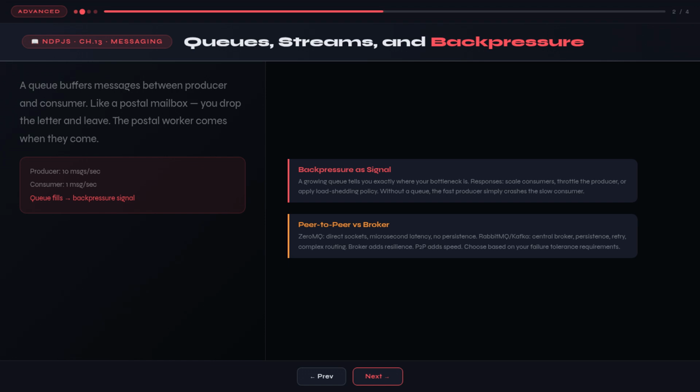The backpressure mechanism that queues provide is one of their most valuable properties. If your consumer is processing 1 message per second but your producer is publishing 10 messages per second, the queue fills up. This is a signal, a backpressure signal, that your consumer can't keep up. You can respond by scaling consumers, throttling the producer, or shedding load with explicit policies. Without a queue, the fast producer simply overwhelms the slow consumer.